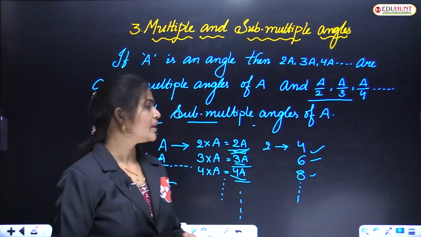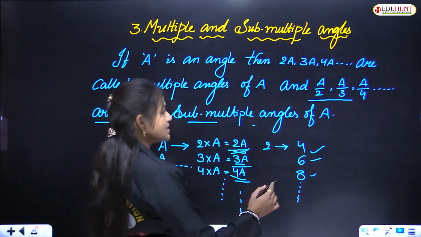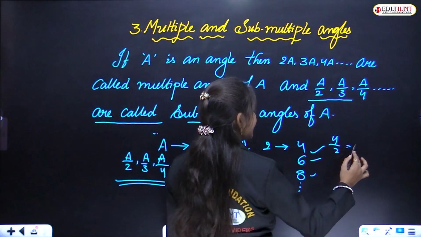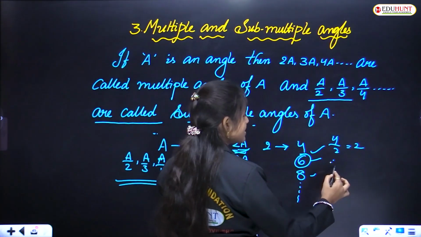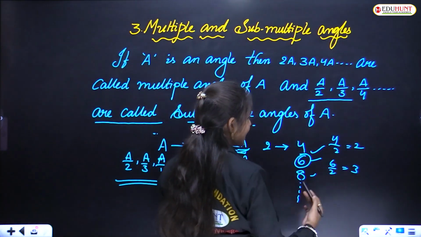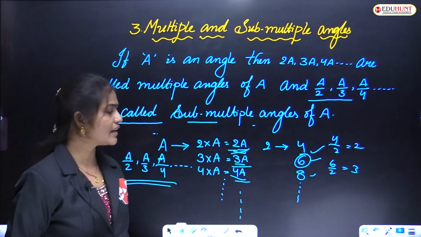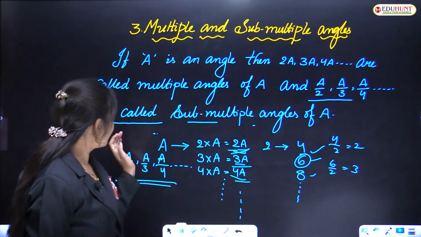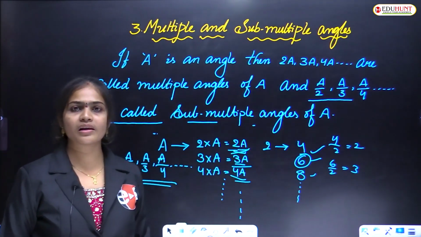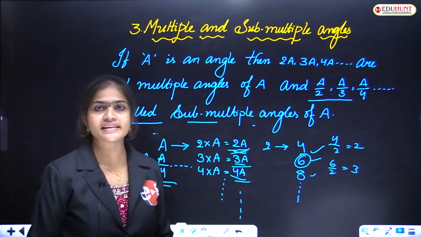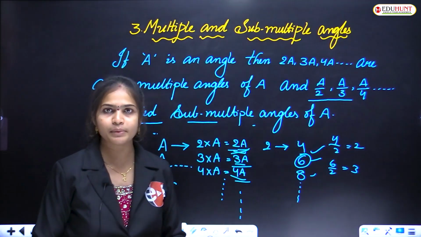Am I clear? Yes. So for submultiples, here 4 by 2, again we will get 2. Next, take the angle as 6. So 6 by 2 is equal to 3. So A by 2, A by 3, A by 4, A by 5 and so on, all these are called submultiple angles of A. Okay children, am I clear?